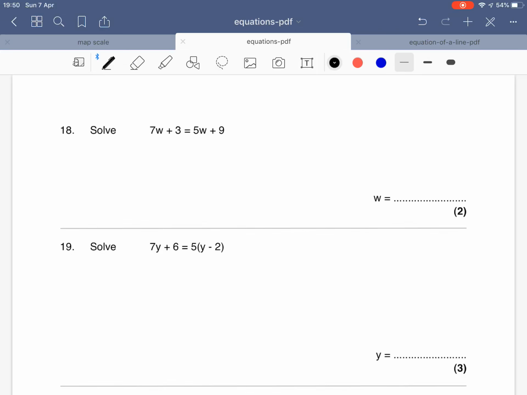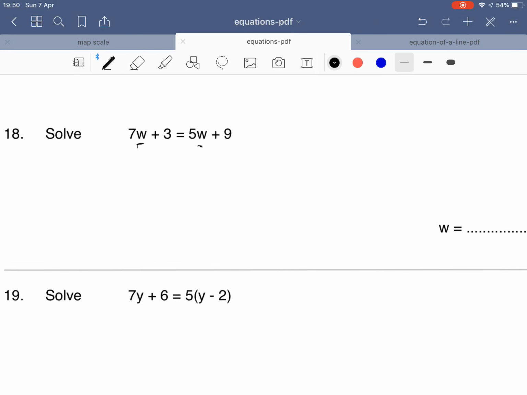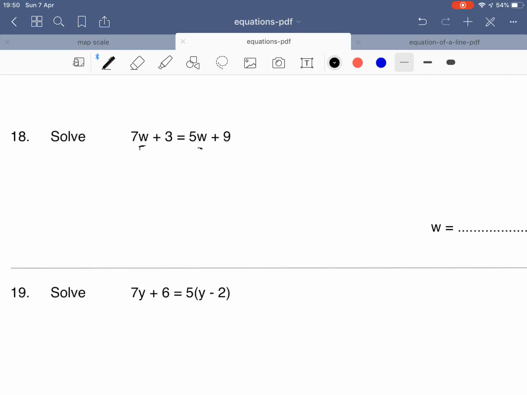Right, these are going to be the harder ones where we've got an unknown on both sides. Can you see here I've got a W and a W? I've got 2 unknowns. This means I can't simply get rid of my 3 and then divide by 7 because I've got this W over here. So the first step when you've got 2 unknowns is to get rid of your smallest one. So the smallest one here is the 5, so I first want to subtract the 5w.